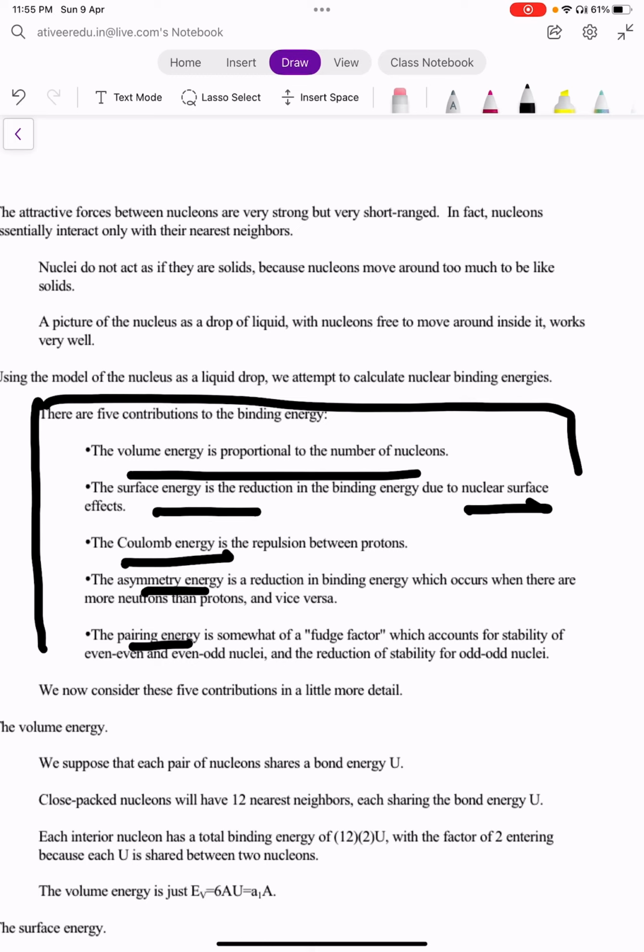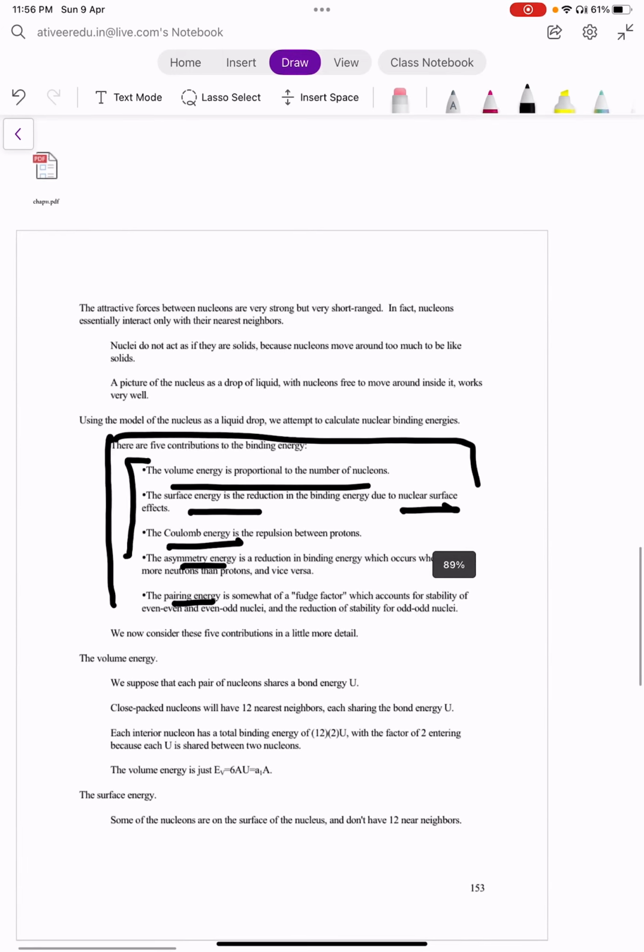This asymmetry energy causes the reduction in the binding energy, which arises due to an unequal number of protons and neutrons. And the fifth one is pairing energy, which is somewhat not actually explained by this theory, but it accounts for the stability of even-even and even-odd nuclei, etc. Now, here the first three points we'll discuss in detail, and the remaining ones are not needed. Now, what happens?